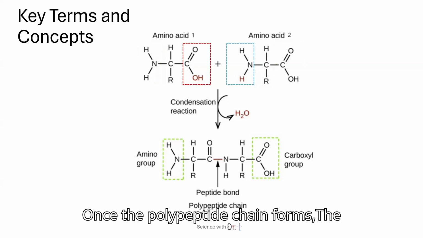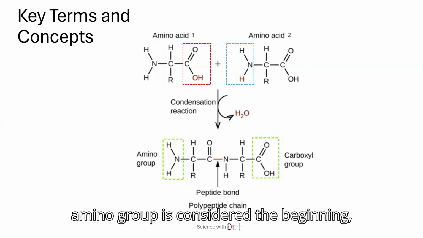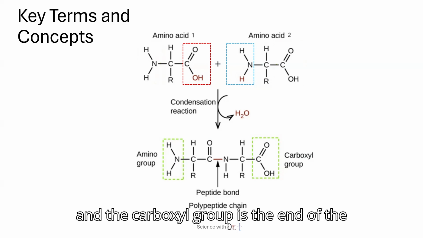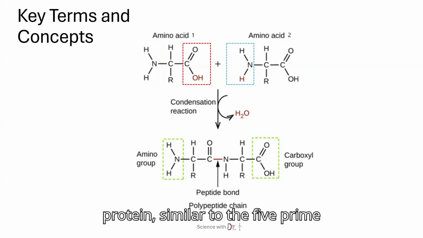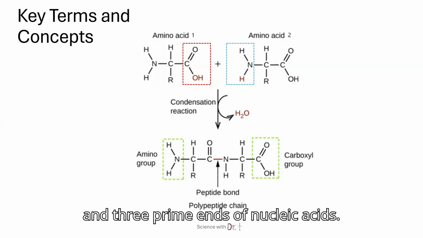Once the polypeptide chain forms, the amino group is considered the beginning, and the carboxyl group is the end of the protein, similar to the 5' and 3' ends of nucleic acids.